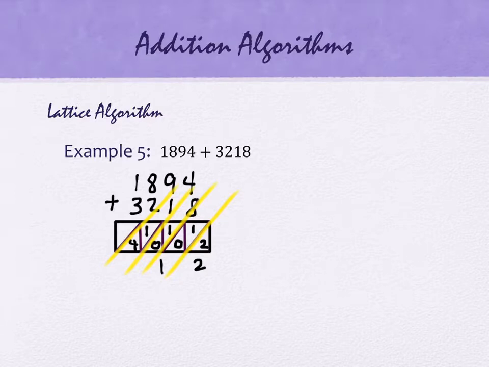And then the next one I've got 1 plus 0 again, which gives me 1. And I've got 1 plus 4, which gives me 5. And this is my answer.